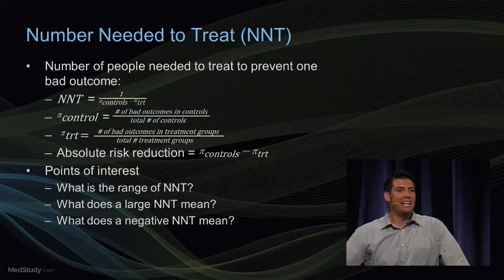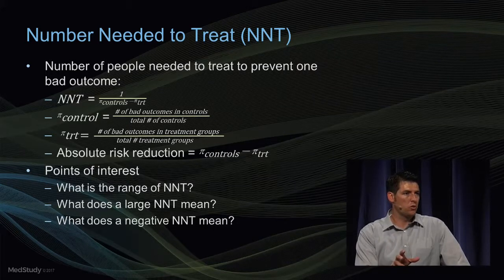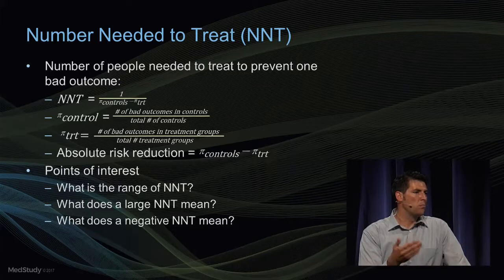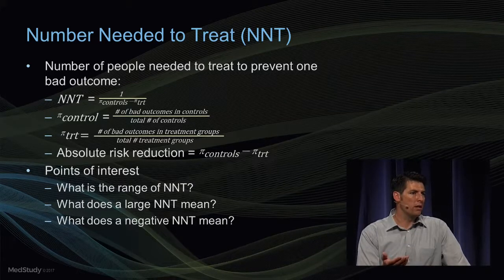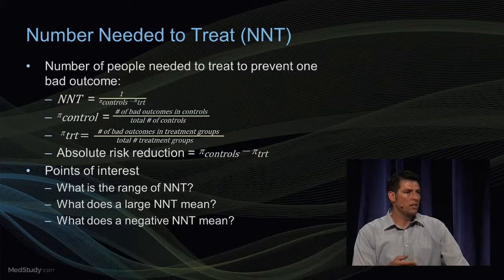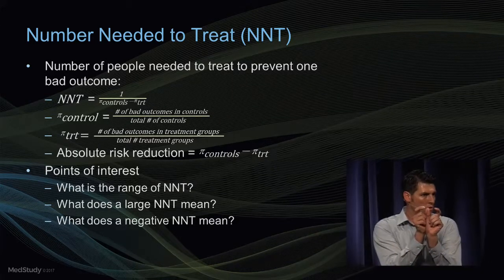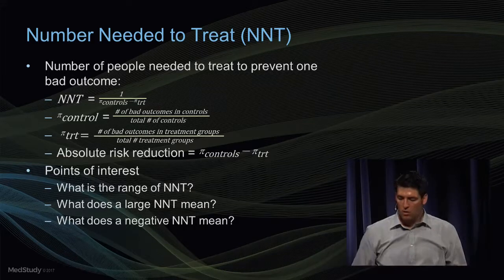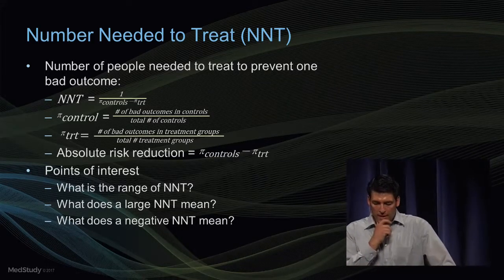What if we have a large NNT? Well, the opposite is true. If the NNT is really large, then it's not that much better. The treatment is not that much better in guarding against this adverse outcome than the control, because those proportions are going to be really close. Right? So we want the NNT to be small.